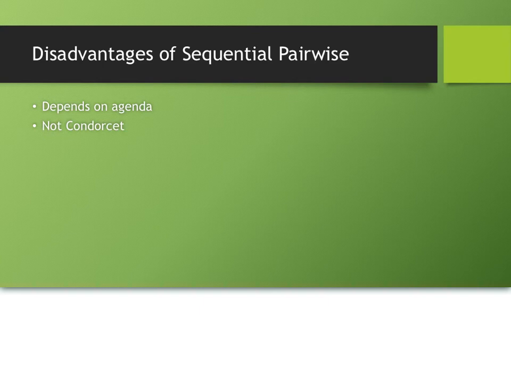Okay. Also, it's not Condorcet because, again, in that last case, we got A, which was our winner, but there was another candidate who could beat that person head to head. Okay.